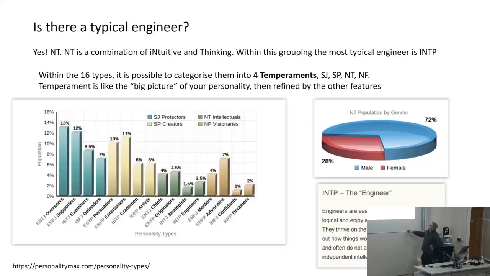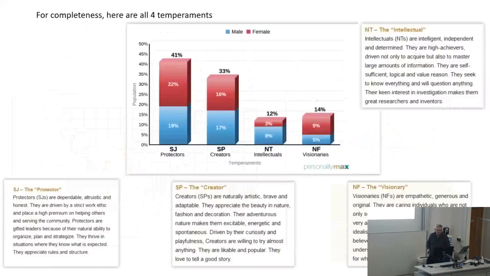So, the engineer, because it's even defined as that. Engineers are easygoing yet private. They are logical and enjoy analysing complex problems. They thrive on the theoretical and like to figure out how things work. They do not like rigid rules and often do not abide by them. They are independent intellectuals. Does that describe you? A bit, probably. Some of you, yes. Some of you, no. But that's where you sort of are, probably.